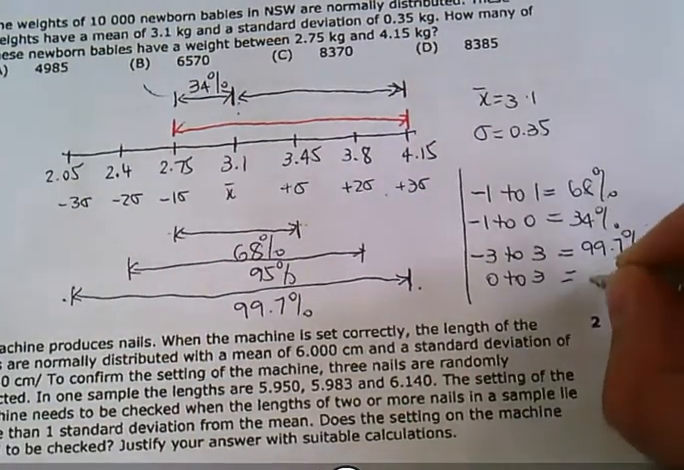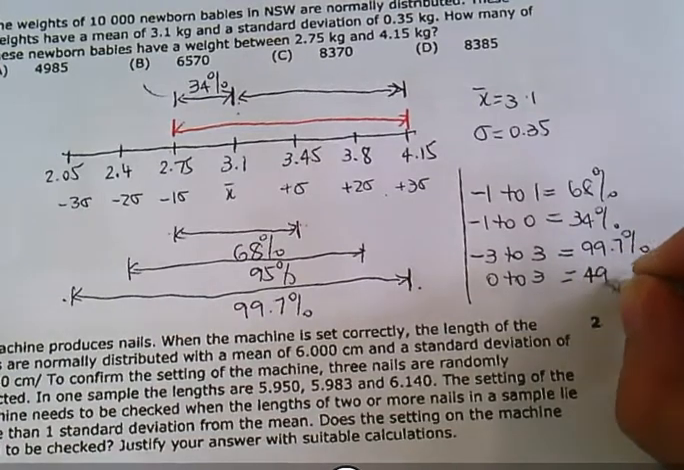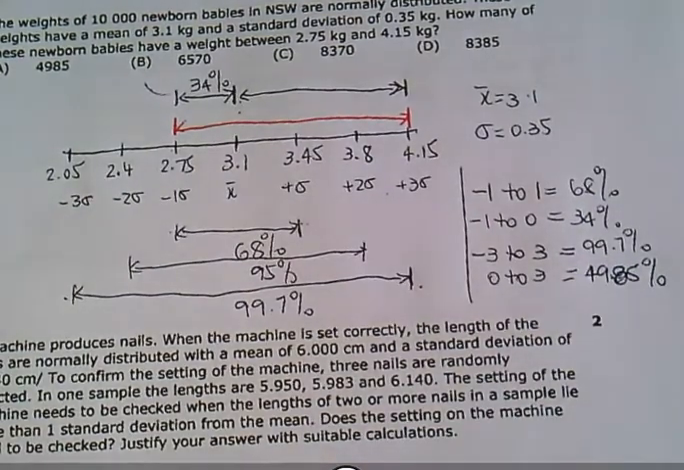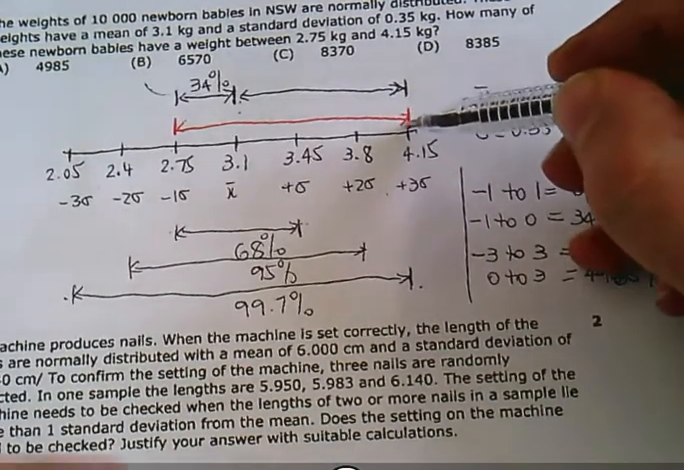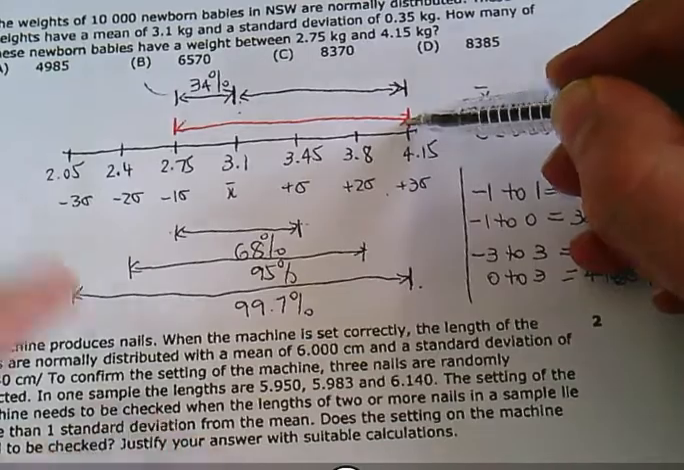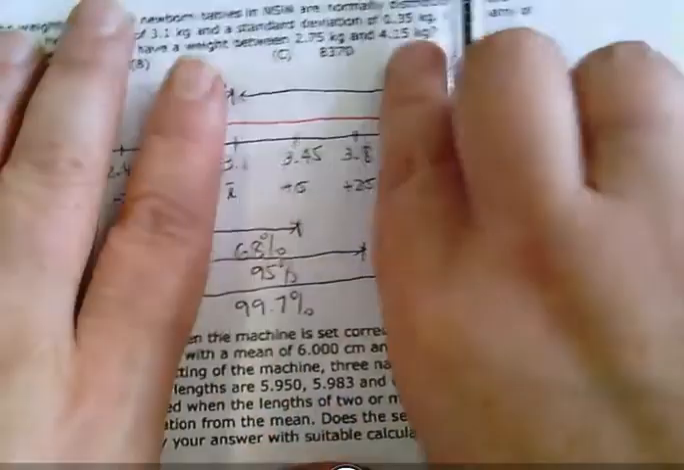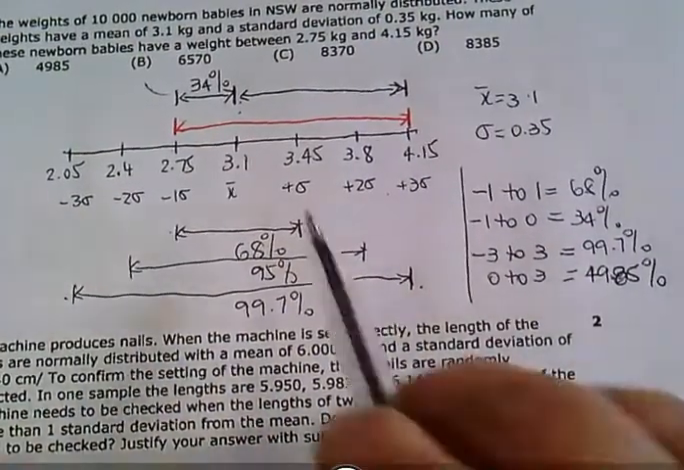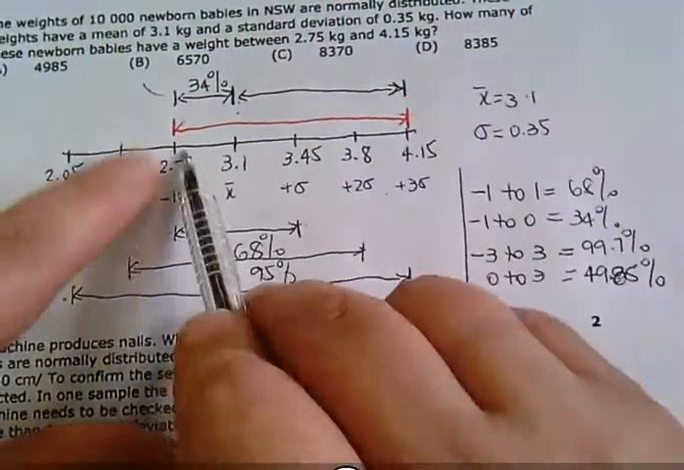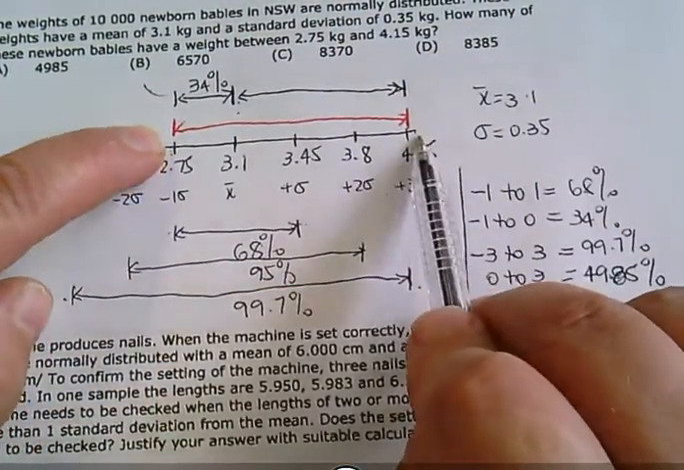Half of 99.7 is 49.35? No, 49.85. 49.85%. Wait, why wouldn't it be 50%? Because you're stopping at 4.15. Oh, it's the third standard deviation. It's asking, guys, I need to know from 2.75 to 4.15.